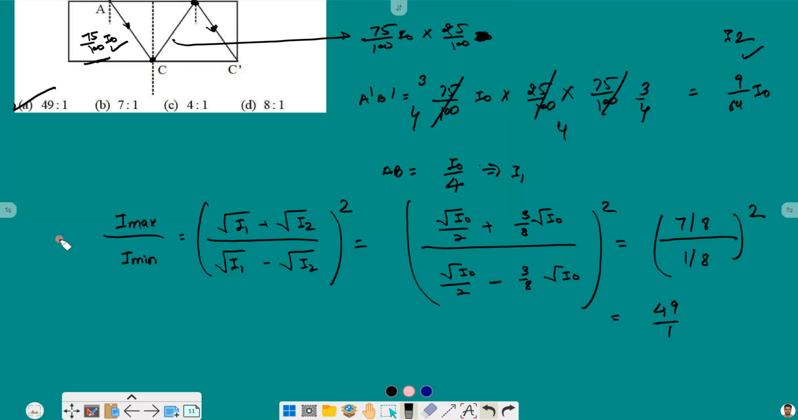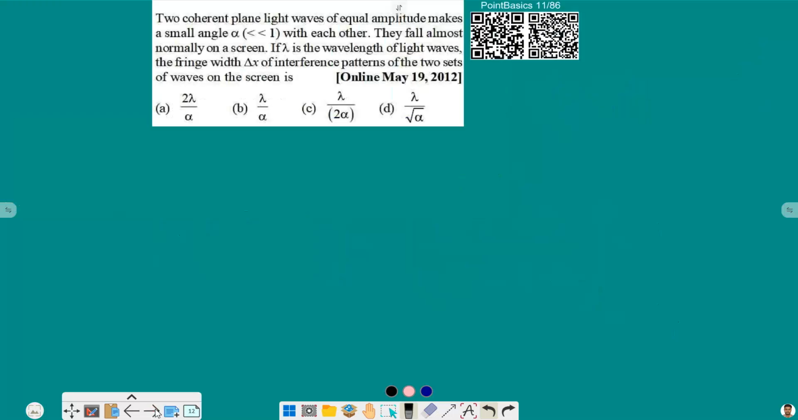Now let us move to the next one. Two coherent plane light waves of equal amplitude make a small angle alpha with each other. They fall almost normally on a screen. If lambda is the wavelength of the light, the fringe width delta x of the interference pattern of the two sets of waves on the screen is?